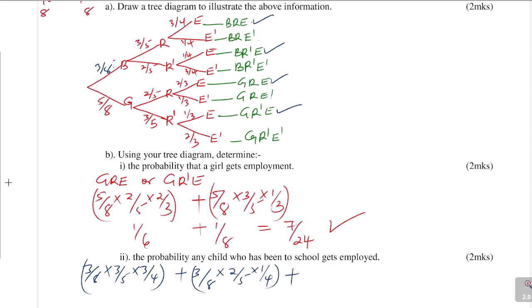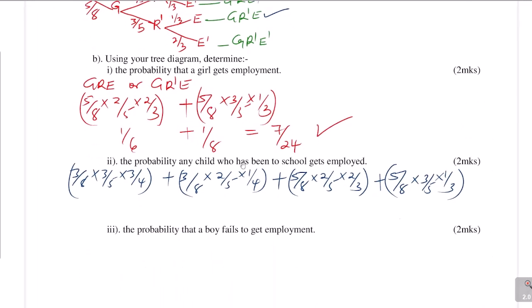Or the other one is here, 5/8 times 2/5 times 2/3, like that. Or the other one is 5/8 times 3/5 times 1/3, like that. So that is how anybody who went through the school, only that they never finished Form 4, but they were in school, got employed.